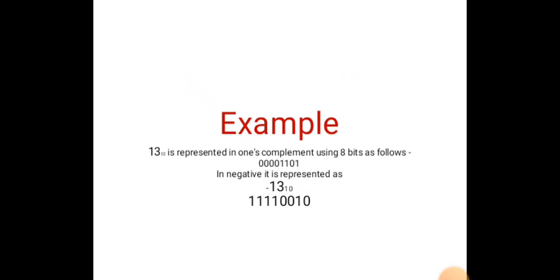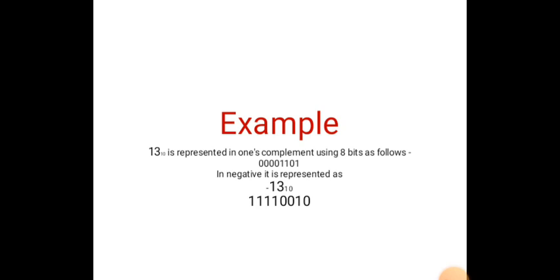For example, 13 base 10 is represented in one's complement using an 8-bit system. You should remember that in one's complement, we use the standard of 8 bits. So 13 is represented by 0, 0, 0, 0, 1, 1, 0, 1. And negative 13 is represented by flipping the zeros into ones, and that is 1, 1, 1, 1, 0, 0, 1, 0. So that is how we do it.